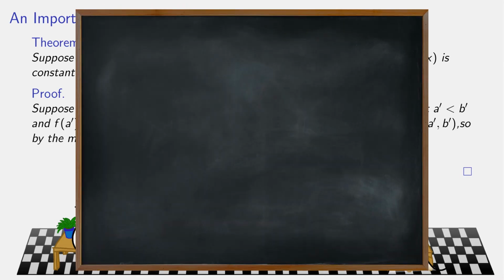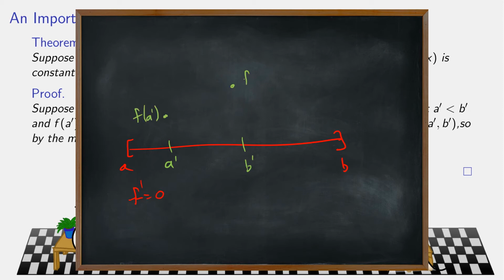So here's the picture of the proof we just did. So we are going to assume that f prime is 0 all the way from a to b. But we've also assumed there are 2 points where the value of the function is different. So there is some a prime and some b prime where f of a prime is not the same as f of b prime. I've just gone ahead and said f of a prime is less than f of b prime, but it doesn't really matter.